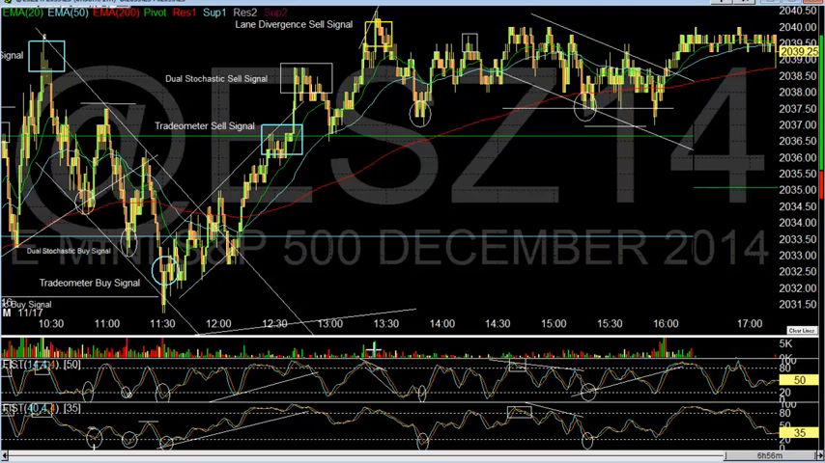So we're looking at the lane divergence pattern, which is right there. And we're also looking at the dual stochastic flag setup, which there wasn't any of those today. So that's okay, and that's what this is really developing. It's developing patience, because when you start to see that we're only taking these really high probability setups, you're going to notice you're not going to have too many losers. You might not have many trades.